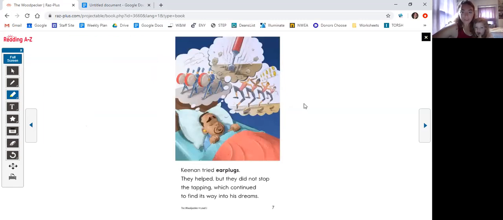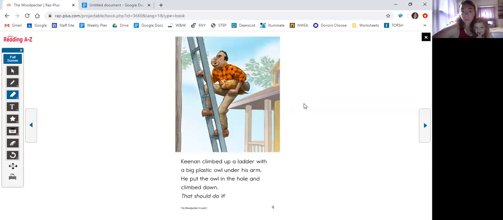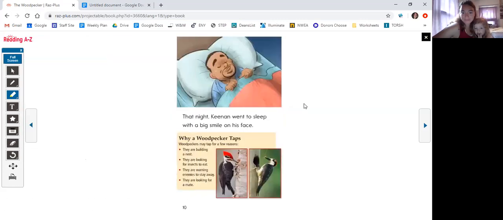Pause your video and read the words on these pages now. Nice endurance, friends. You're almost there. Ooh, let's see what Kenan is going to do about the woodpecker. Pause your video and read the words on these pages now.